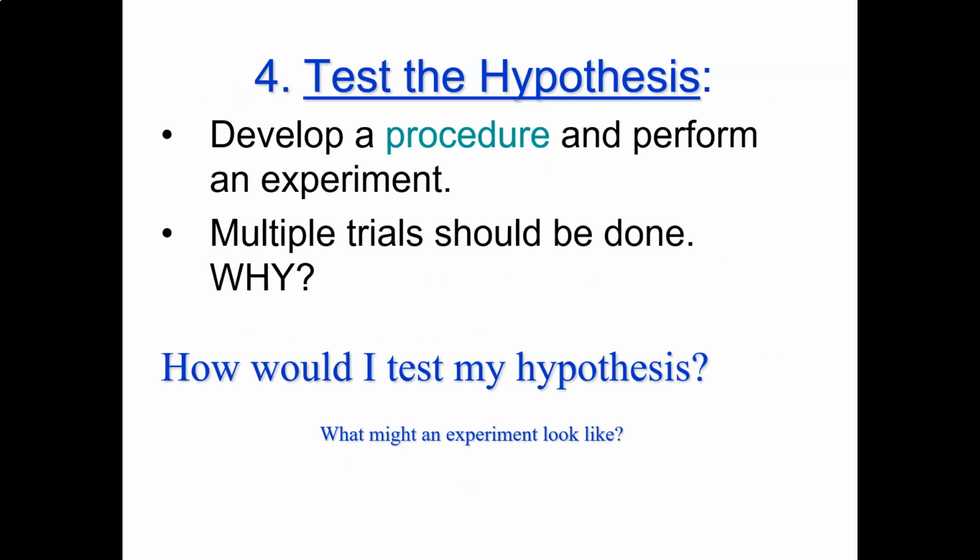So you would come up with a procedure. Now, normally you do more than one trial, or more than one corn plant in this case. I would want to use more than one corn plant. If one of my corn plants died, I might conclude that the aspirin killed it, and maybe it was just a sickly corn plant.